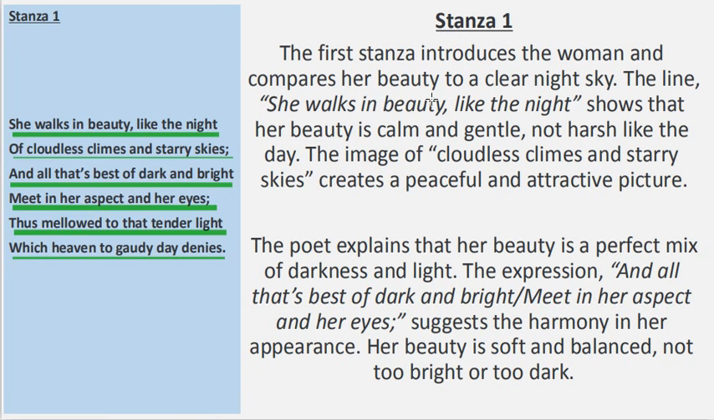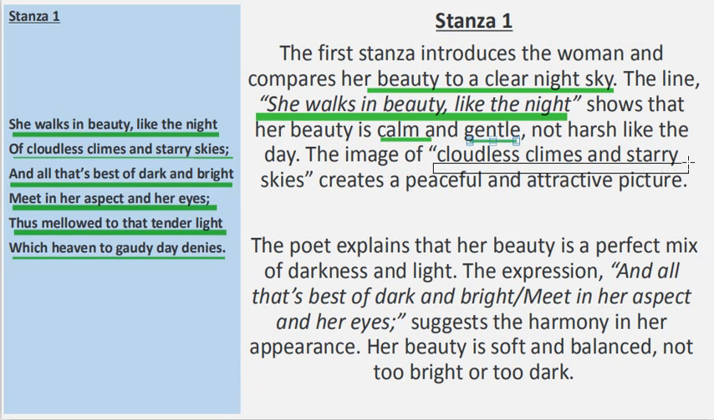Now let's come to the explanation of the stanza. The first stanza introduces the woman and compares her beauty to a clear night sky. The line, "She walks in beauty like the night," shows that her beauty is calm and gentle, not harsh like the day. The image of cloudless clime and starry skies creates a peaceful and attractive picture. The poet explains that her beauty is a perfect mix of darkness and light.